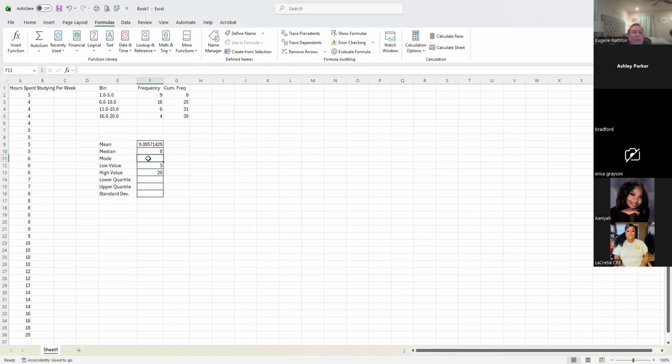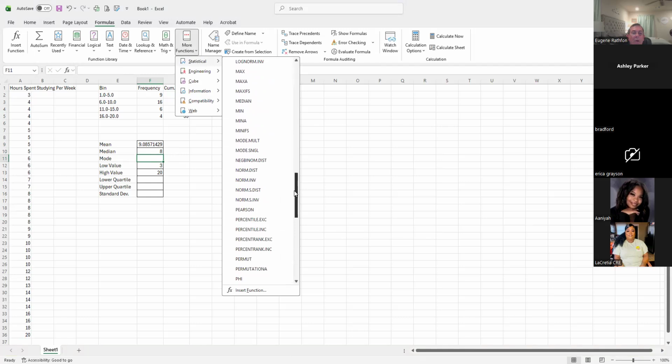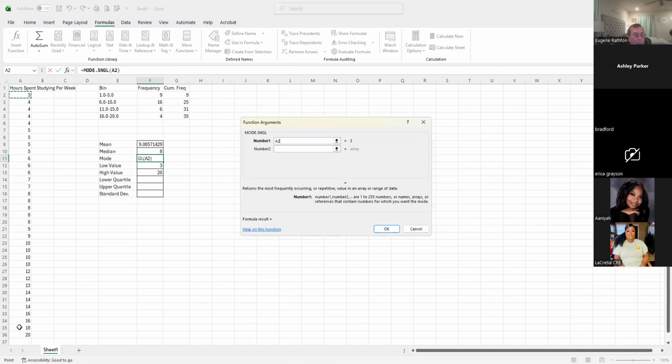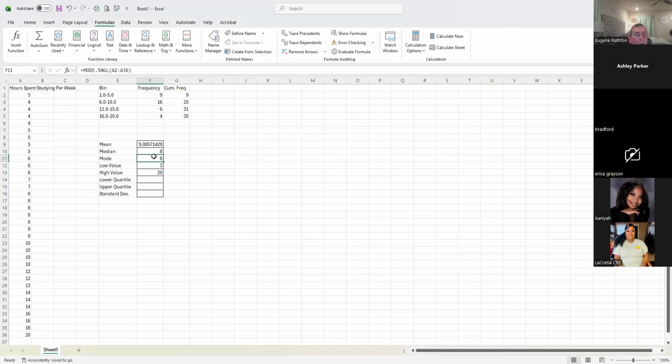All right, the mode, that's going to tell me which one was the most. So I'm going to go to more functions, statistical, go down to mode. And I got a single column, so I'm going to do the mode of the single column from 3. Whoops. So I need to go to 36. So let me back that up and go to 36. All right, y'all hit enter. And my mode is 8. So if you notice, 8 happened 1, 2, 3, 4, 5 times. And that was the most of any of my data points.